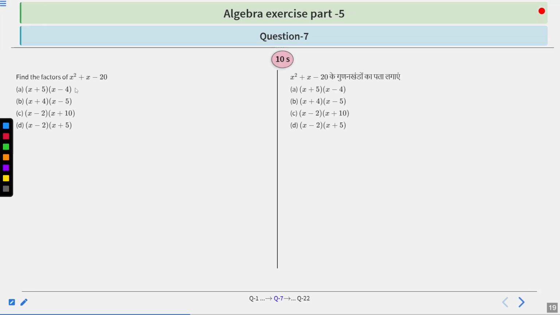Find the factors of x square plus x minus 20. And options are option A, x plus 5 into x minus 4. Option B, x plus 4 into x minus 5. Option C, x minus 2 into x plus 10. And option D, x minus 2 into x plus 5. These are the options, and I'm giving you 10 seconds to find out the correct answer.